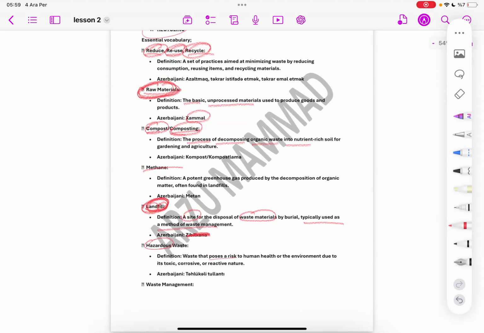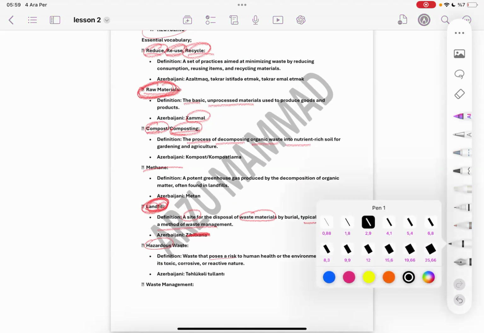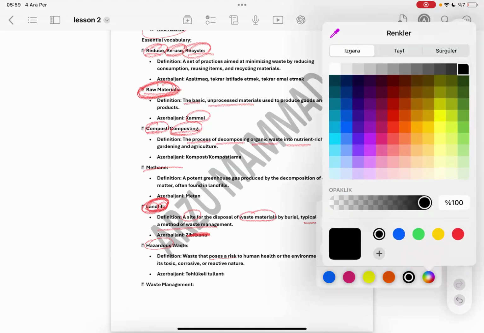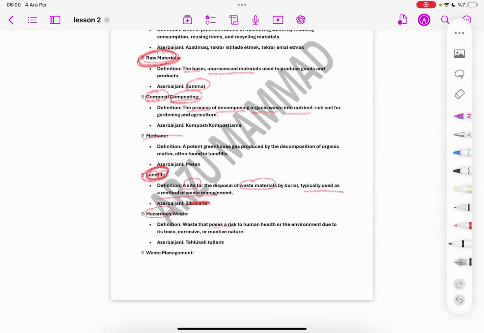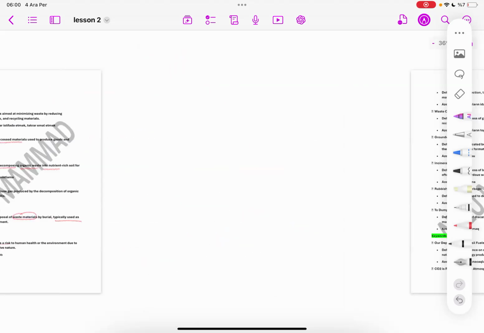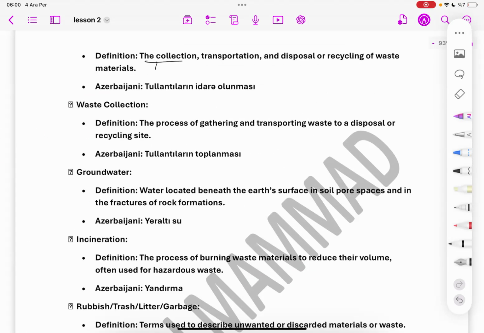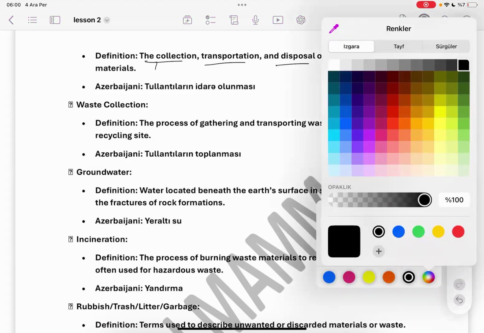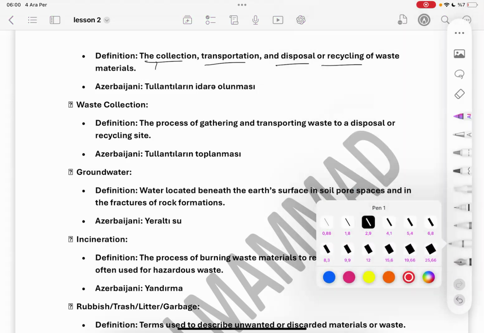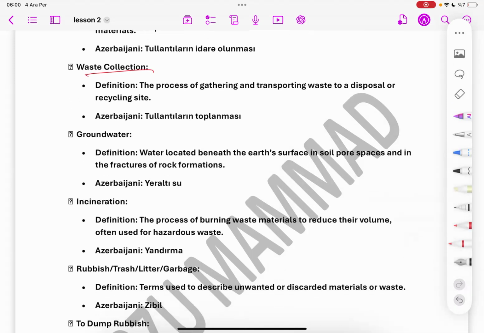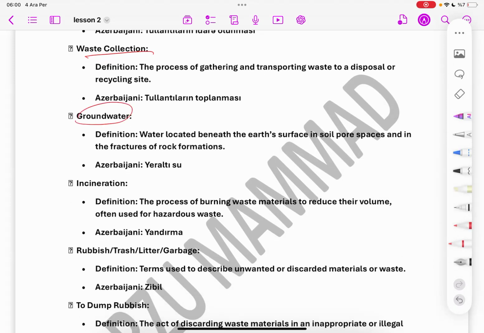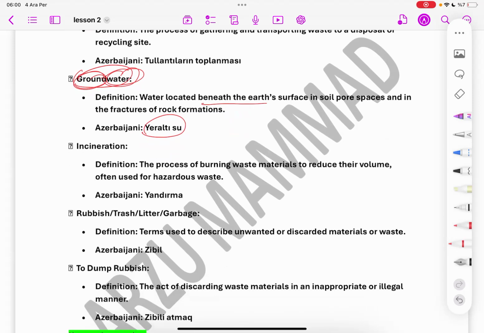Waste management. Most probably you know the meaning of the word manage, like to control something. And waste management will mean to control waste. For example, let's look at its explanation: the collection, transportation, and disposal or recycling of waste materials, as you can see here. Then waste collection, that's pretty easy, so I'm not going to explain this one. Groundwater, this is very easy. So ground and water, yes. Beneath the earth, this means ground, and water is water, so the meaning is here.